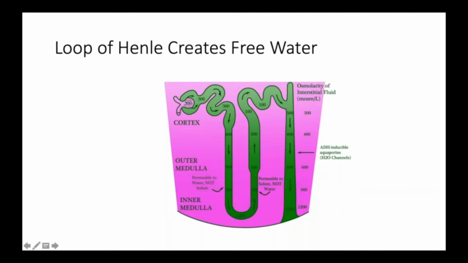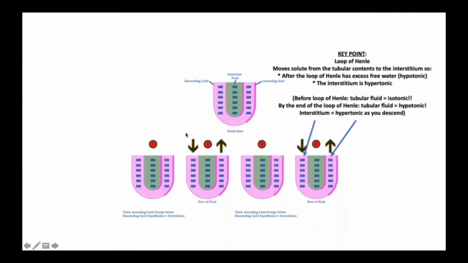Okay, great. So I've got tubular fluid that's isotonic in the proximal tubule. That's going to flow through and displace this fluid in the loop of Henle. So that's where the 300 is coming from, and it's always 300. That's why it's 300. So it's displacing, right?